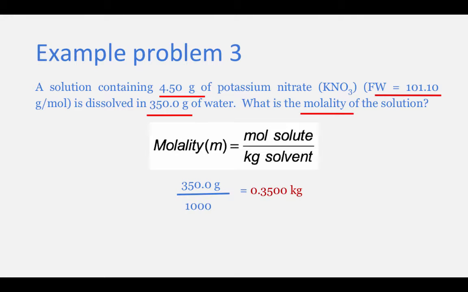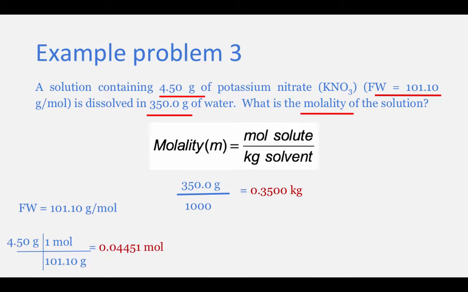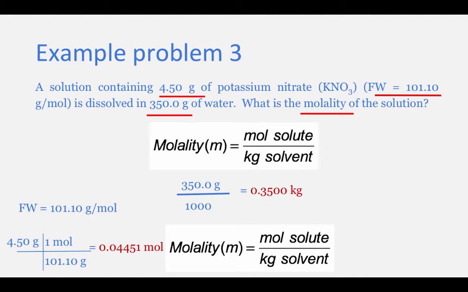Use the formula weight they give you as a conversion factor, because its units are grams per mole. To find the number of moles of solute, take the number of grams of potassium nitrate, 4.50 grams, and divide by the formula weight of 101.10 grams per mole to get 0.04451 moles of KNO3. To get the molality, use the definition and divide the number of moles by the kilograms of solvent. 0.04451 moles divided by 0.35000 kilograms, which equals 0.127 molal.